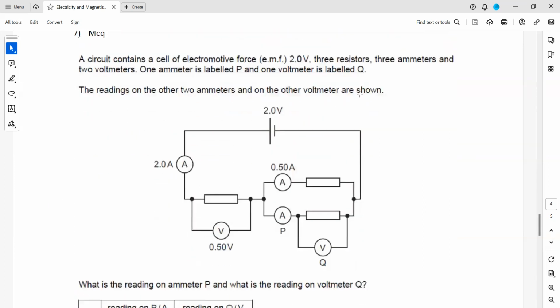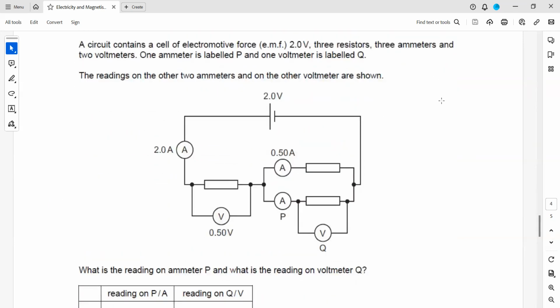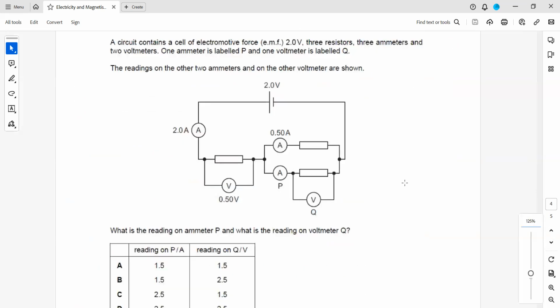In question 7, a circuit contains a cell of electromotive force 2 volts. We have an ammeter and we have a voltmeter. We know when components are connected in series, they have the same current but different voltage. And when components are connected in parallel, they have the same voltage but different currents. First, the current: a current of 2 ampere. Current is a flow of charges, like how many charges are moving every second. So 2 charges are moving every second.